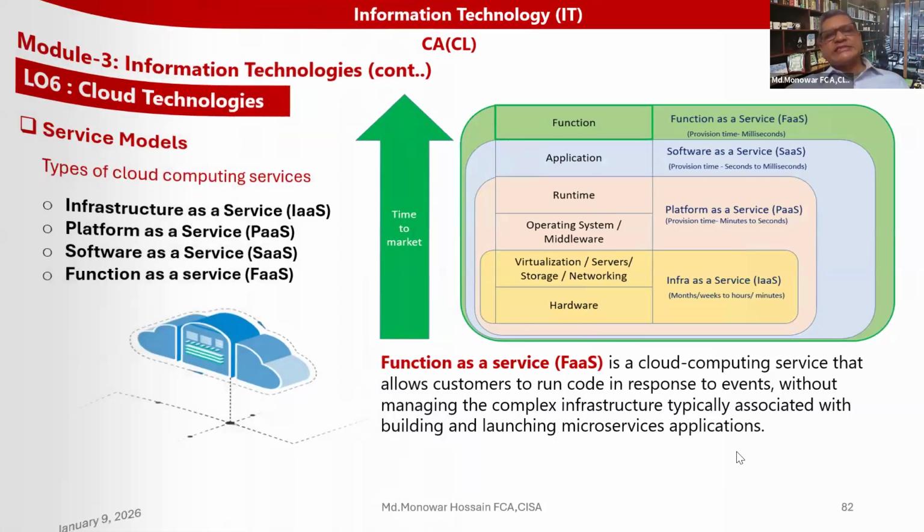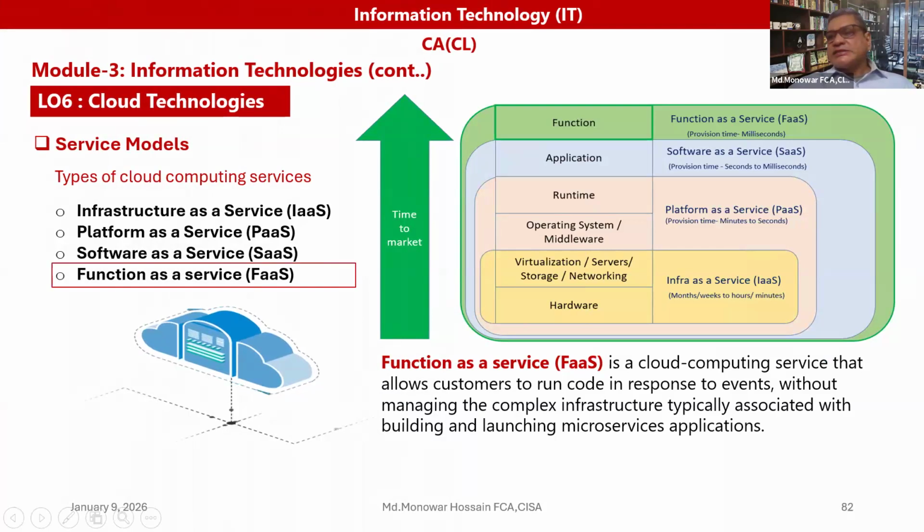Now the function as a service. Function as a service is a cloud computing service that allows customers to run code in response to events without managing the complex infrastructure typically associated with building and launching microservice applications. So function as a service allows the customer to run code in response to the event, that means based on the function.